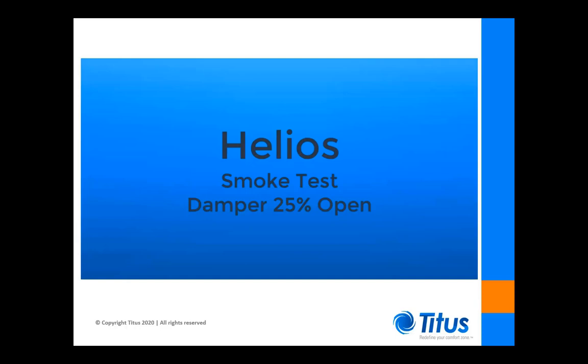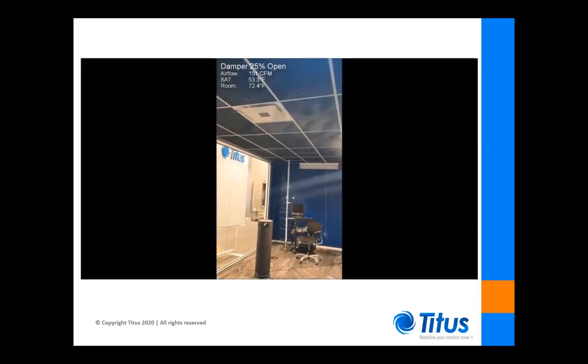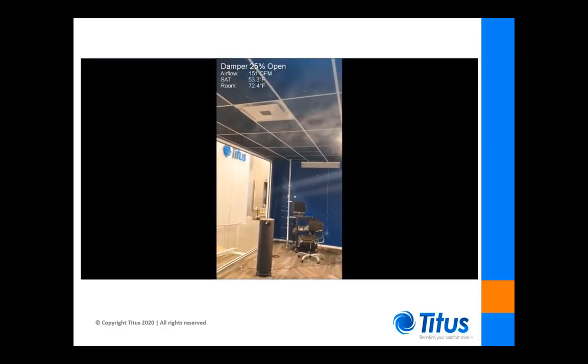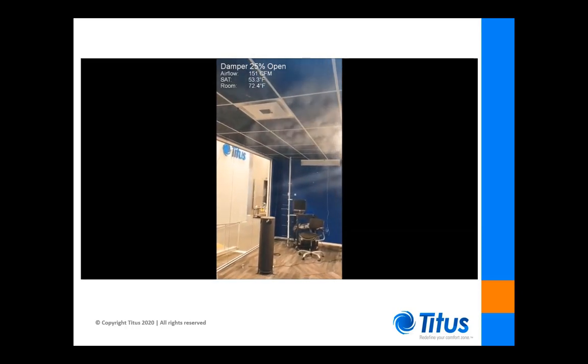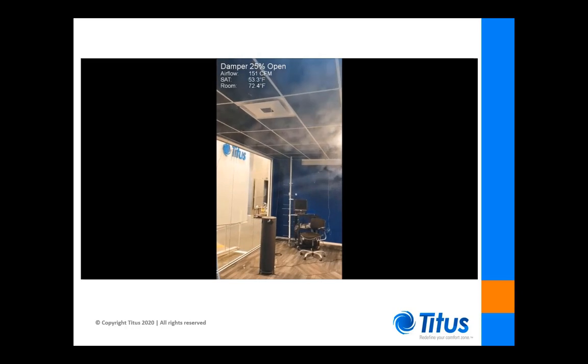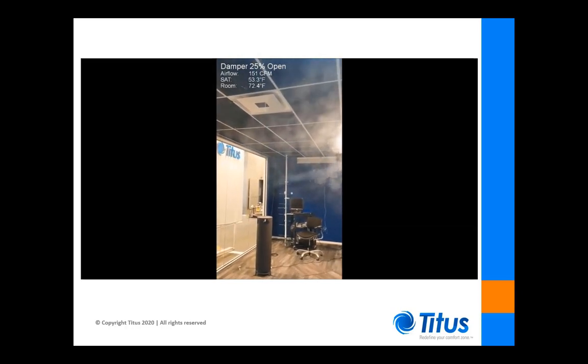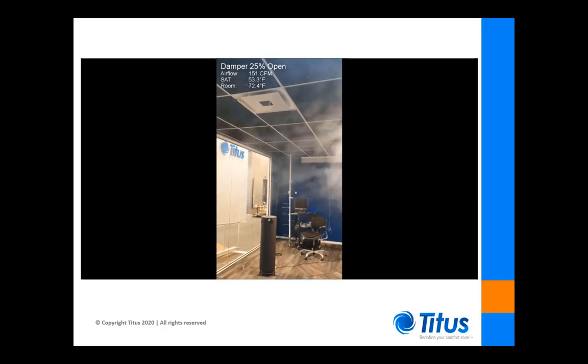This second clip was taken with the damper set at 25% open, delivering 150 CFM to the space. Notice that although the smoke stream is less dense, the exit air velocity appears similar to when the damper was fully open, and the throw reaches all the way to the back wall.